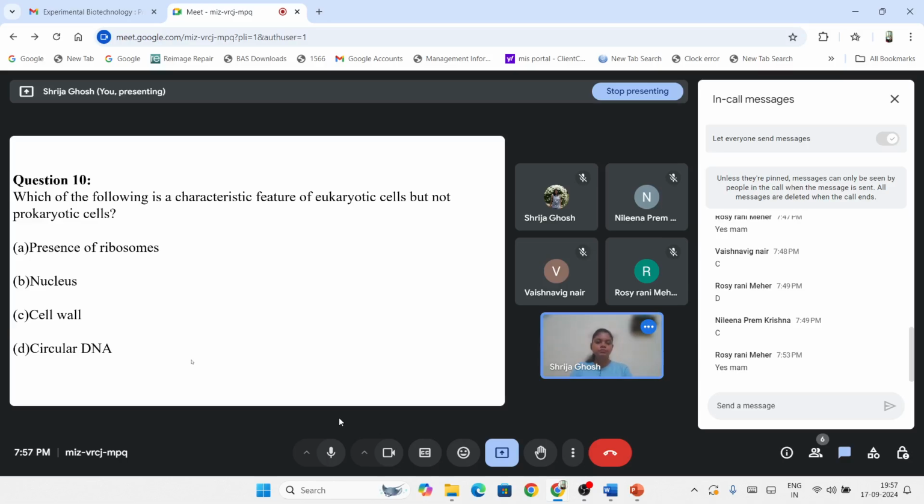Anyone wants to answer? Come on, this is an easy question. Do you know the difference between eukaryotic and prokaryotic cells? If you know the difference, you should be able to answer this. Which of the following is the characteristic feature of the eukaryotic cell? Something that is present in eukaryotic cell but not in the prokaryotic cell. Presence of ribosome, nucleus, cell wall, or circular DNA.